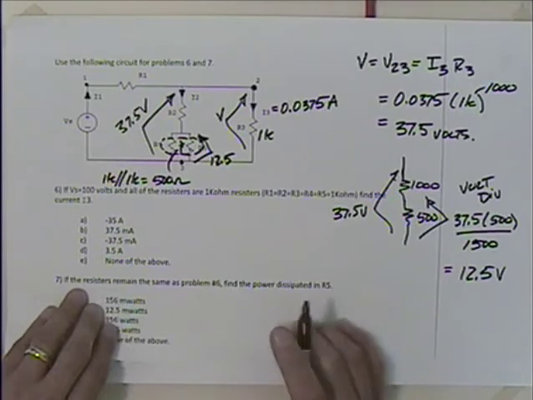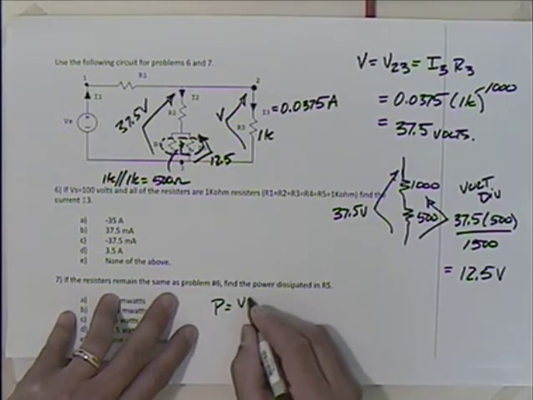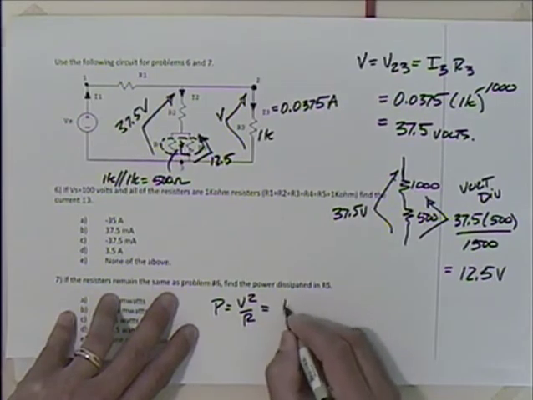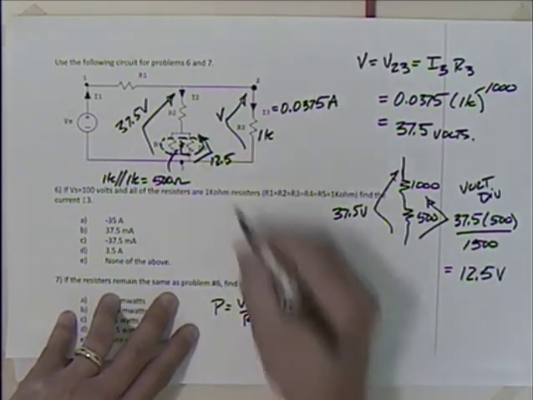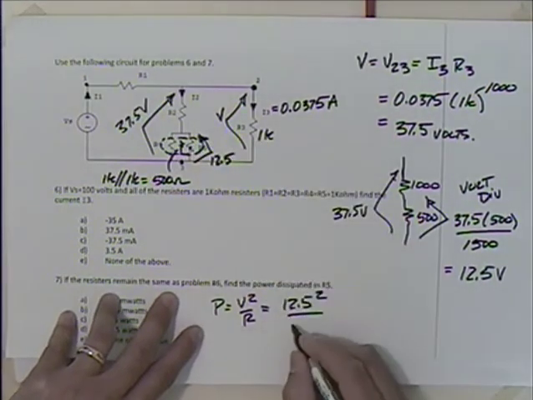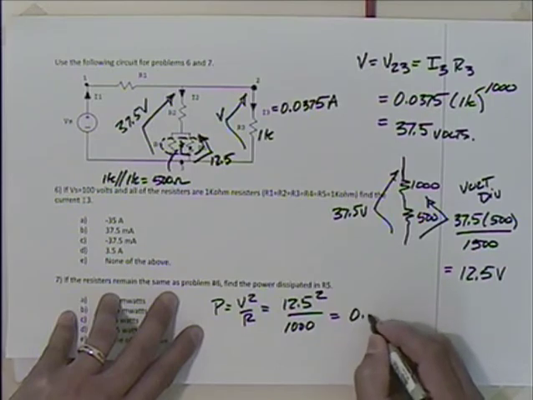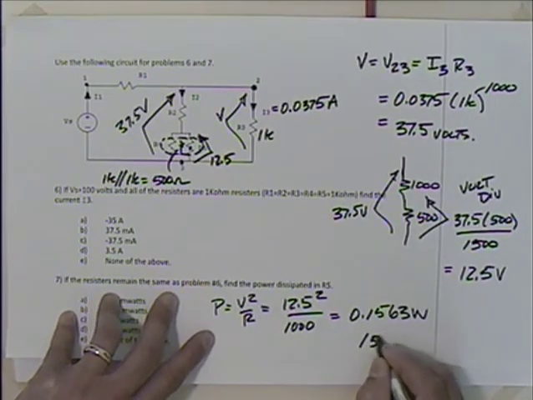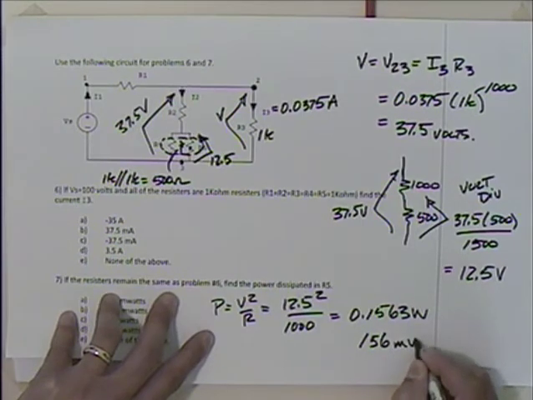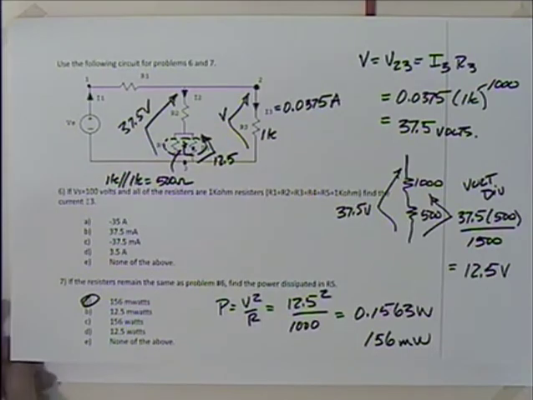So let's see. We could use our old buddy power is equal to, we got I squared R. How about V squared over R? So I take 12.5, I square that, and I divide by the resistance. The resistance of this one alone was what? 1K, 1,000, which gives me 0.1563 watts, which is 156 milliwatts right there. Answer A again. Good. We're good to go.